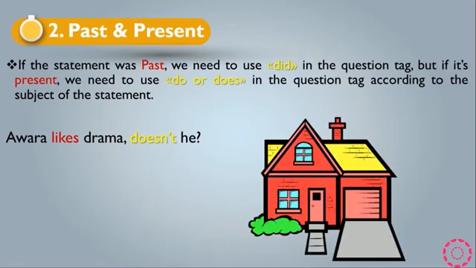Another example. You buy the house, don't you? Again, we have the positive statement, which is you buy the house, and the question tag is negative, which is don't you. Why do we use do? Because we have the subject you, and we make it negative because the sentence is positive. So it became, you buy the house, don't you?